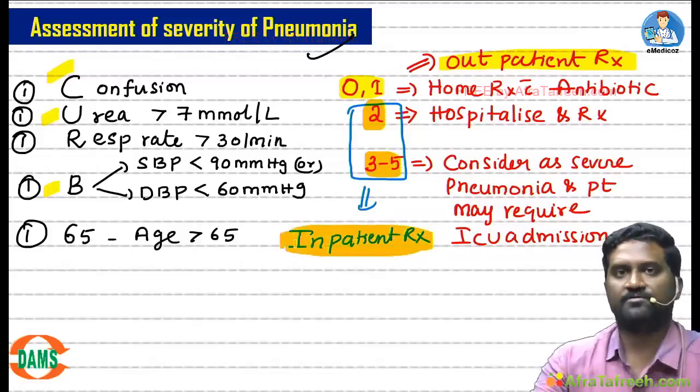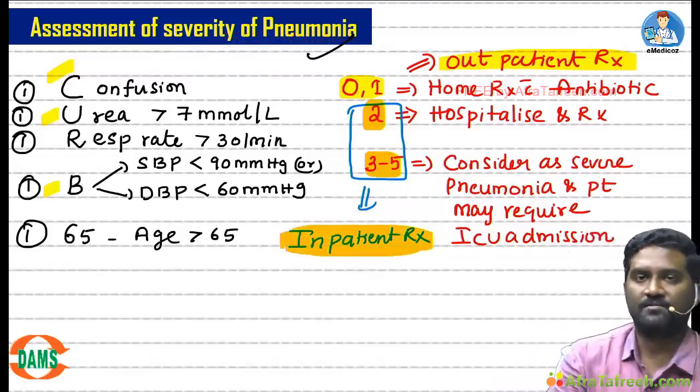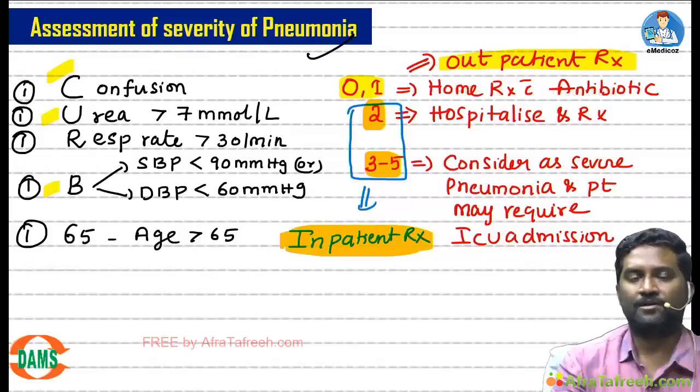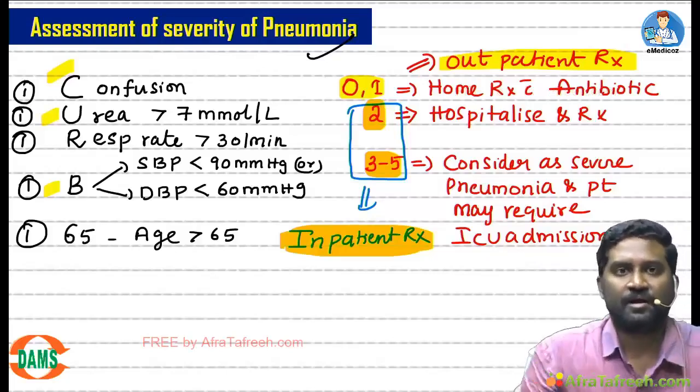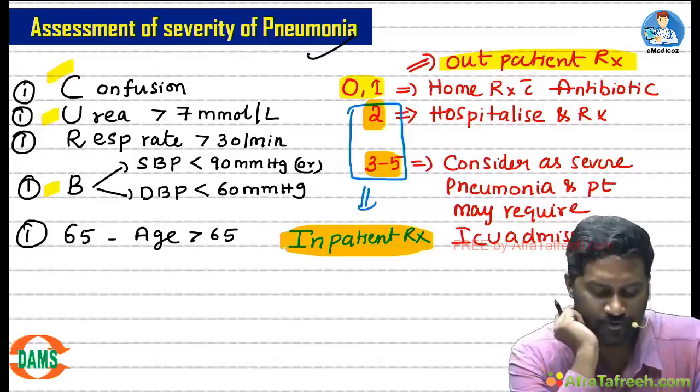Now the next concept: if I admit him in hospital, what is the preferred antibiotic therapy? If I am sending him home, what will be the preferred antibiotic therapy? So write down empirical treatment of community acquired pneumonia.